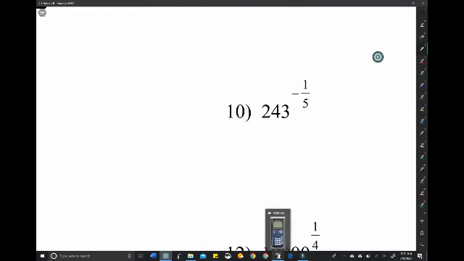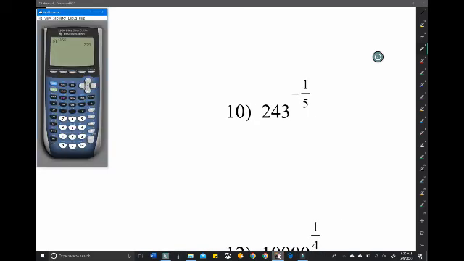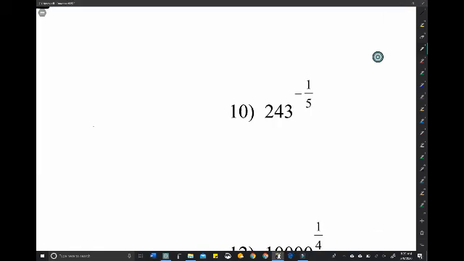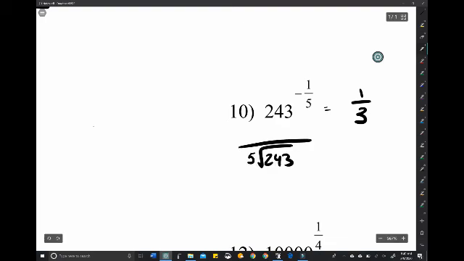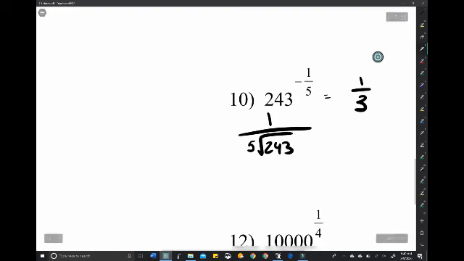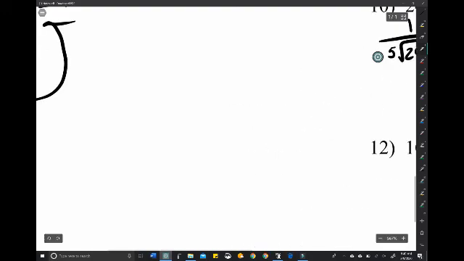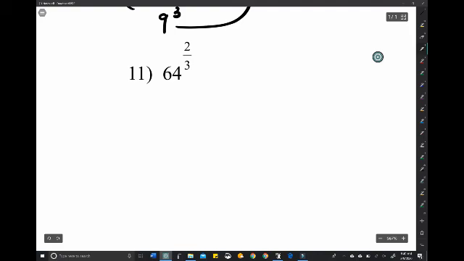243 to the negative 1/5. So 243 to the negative 1 divided by 5. Again, evaluating, just type it on in. Oh boy, you got a big decimal here. Just please write it as a fraction. So fractions preferred, that's just 1/3. Again, it's simply taking the 5th root of 243, which is 1/3.